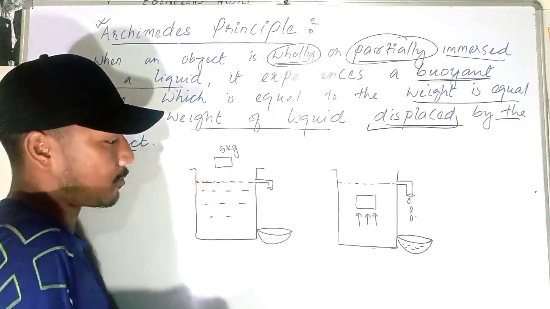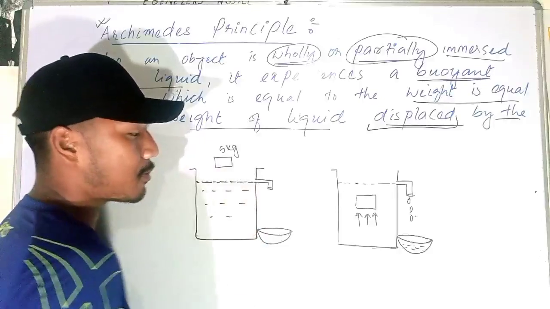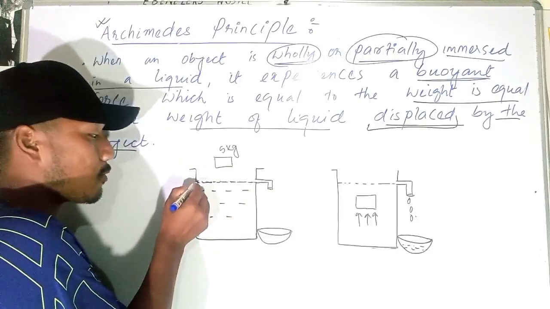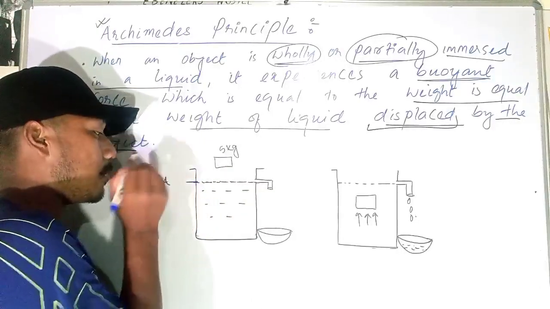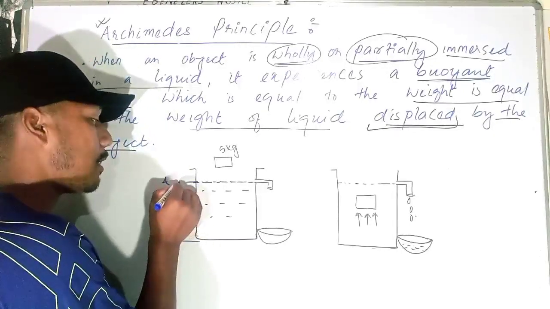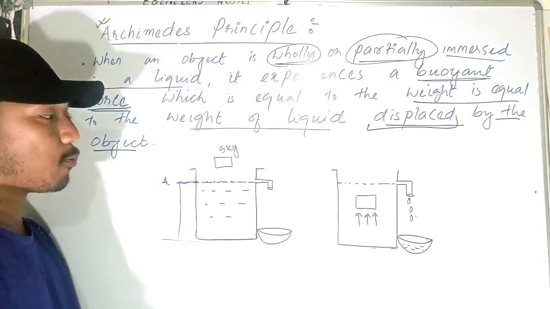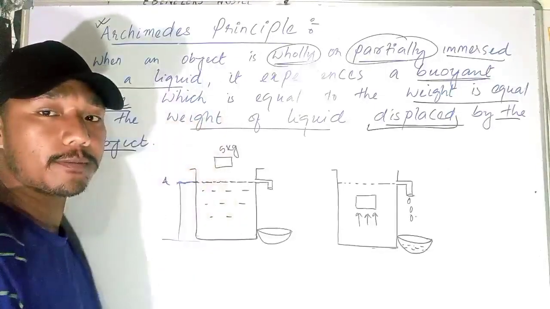You see this is the level that I'm going to fill the water up to. I think you can see it, right? Up to this level, which is level A. In both containers the water is filled up to level A. Now, I'm planning to put 5 kgs of stone in it.